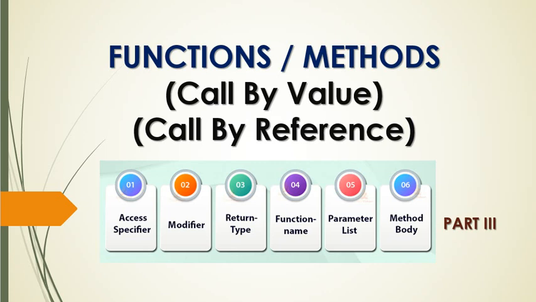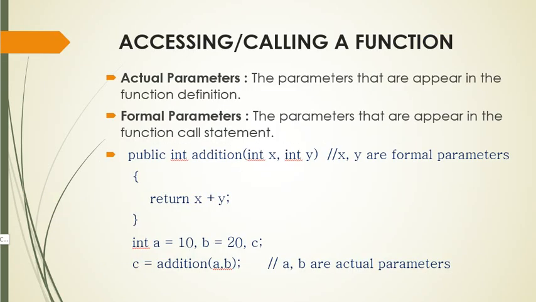So a function is called or invoked, as we know, by providing the function name followed by the parameters being sent enclosed in the parentheses. Now to access or call a function, there are two parameters that we provide.